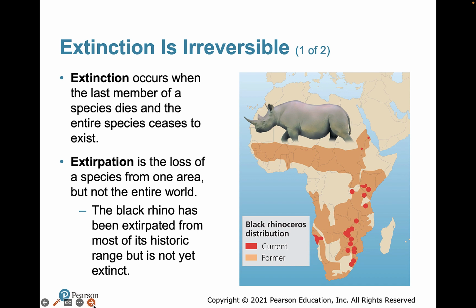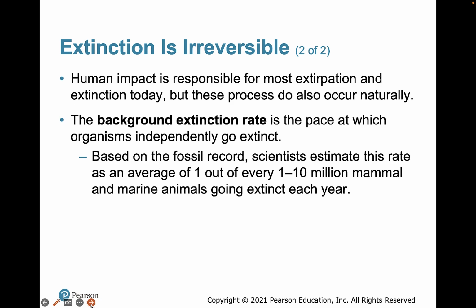Extirpation is the loss of a species from one area, but not the entire world. So the picture on the right, the orange, all this orange, is where the black rhino used to be. The black rhino is now currently located in these red spots, okay? So the black rhino, for the most part, has been extirpated from sub-Saharan Africa, right? So it's really not here anymore, but it is not extinct because it does exist in some places. Not many, but it's there.